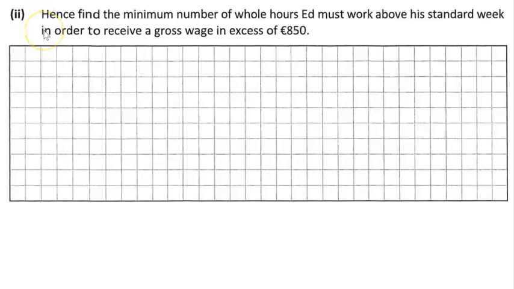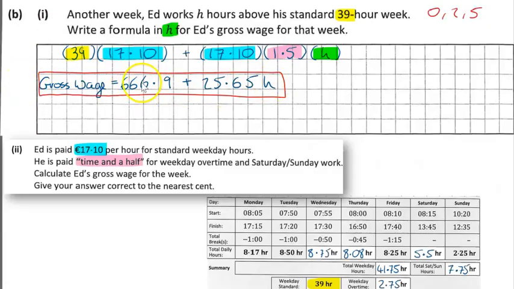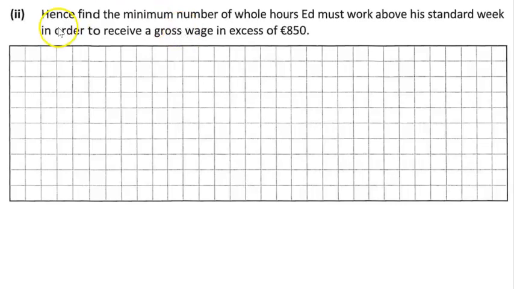Part 2, hence, which means working out using what you just worked out in the previous part. So using this formula, we're going to use this formula now in a minute. So hence, find the minimum number of whole hours Ed must work above his standard week in order to receive a gross wage in excess of €850. Just note here it says number of whole hours because he might work 9 hours, he might work 10 hours, he might work 11 hours, but he doesn't work, for example, 9.1 hours or 9.2 hours. So it's whole hours we're interested in.